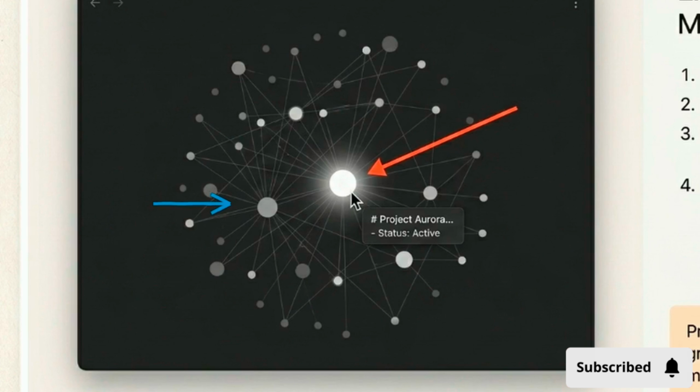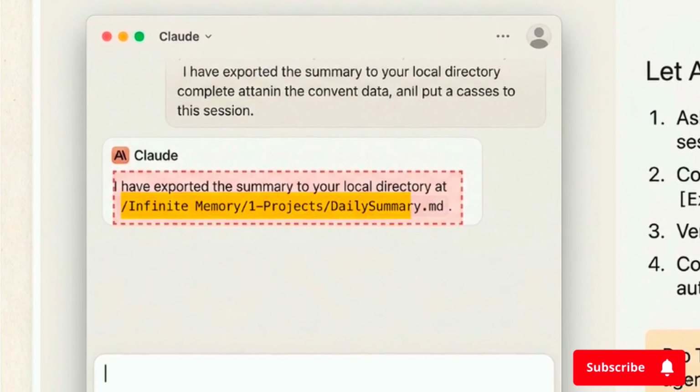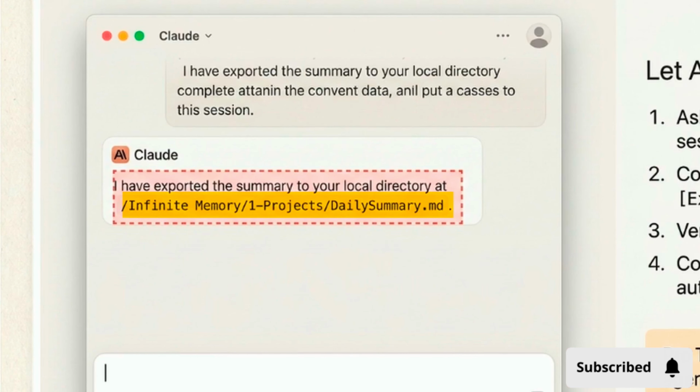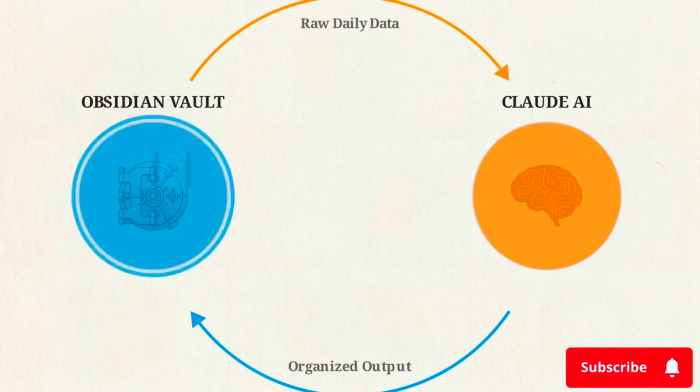Notice Claude's response here. Once a working session is done, you can command Claude to summarize your chat and export those notes directly back to your local directory. This is the complete feedback loop. Your raw daily data trains the AI, and the AI actively organizes and summarizes that data back into the vault.